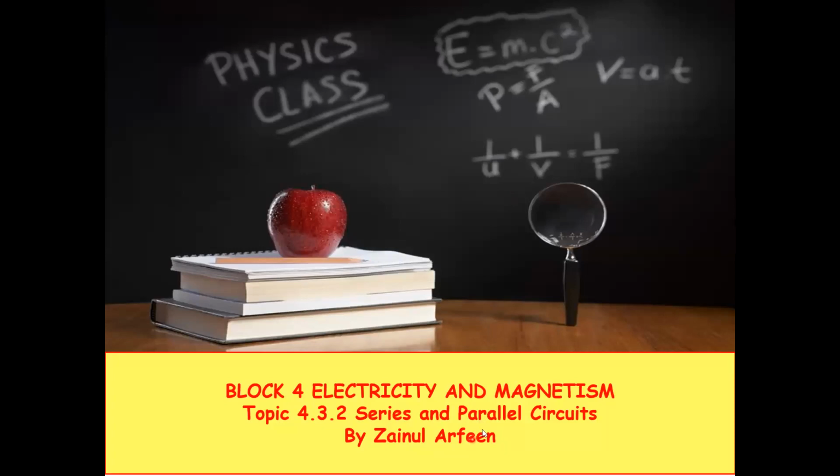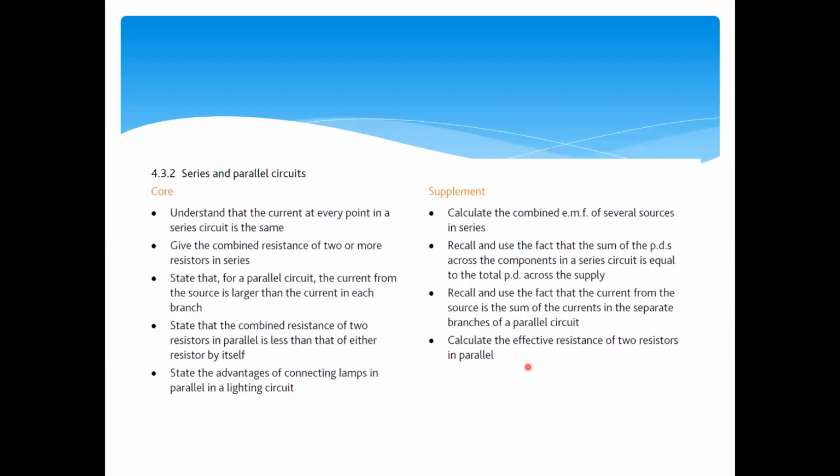Then electricity and magnetism, series and parallel circuits. The circuit which has only one way for the charges to flow, we call series. If we have multiple ways for the charges to flow, we call parallel. Series circuits will have the same current and parallel circuits will have the same voltage. But sometimes we have a combination of series and parallel circuits.